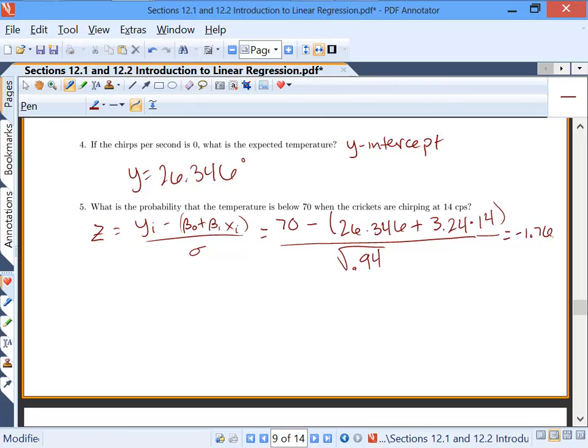So we were looking for the probability that y was less than or equal to 70. Remember our given notation? I could write here given x equals 14. So we're looking for that probability. Really, that's just the probability that z is less than or equal to negative 1.76. At this point, all I have to do is go to our standard normal table and look up negative 1.76.